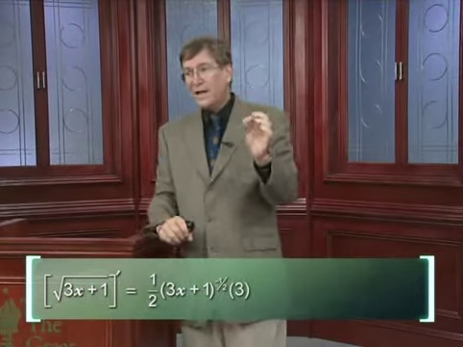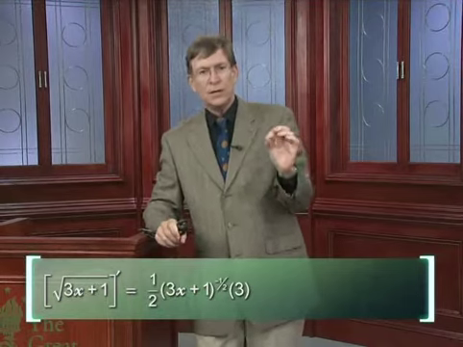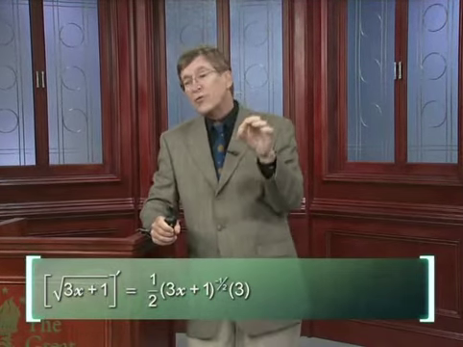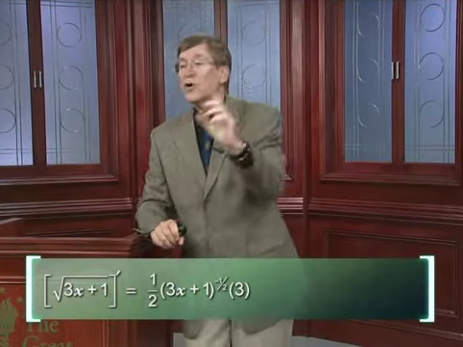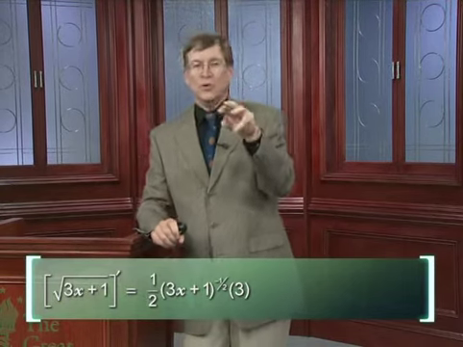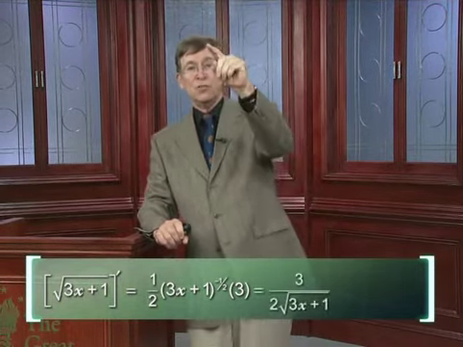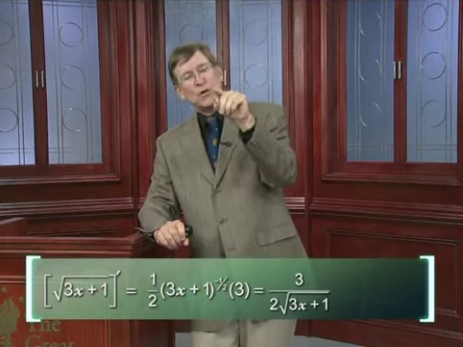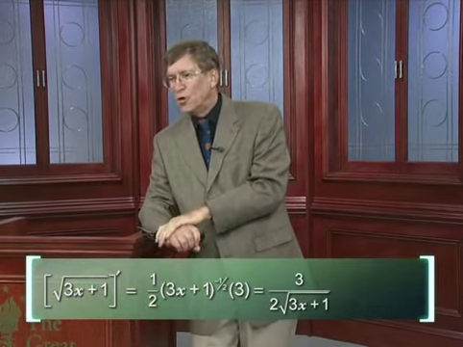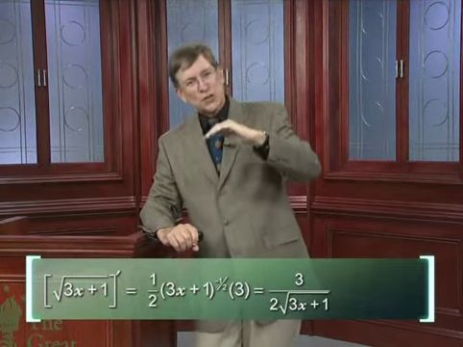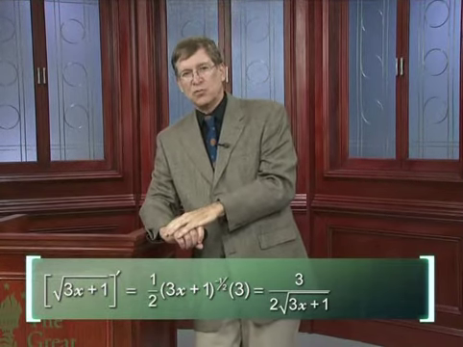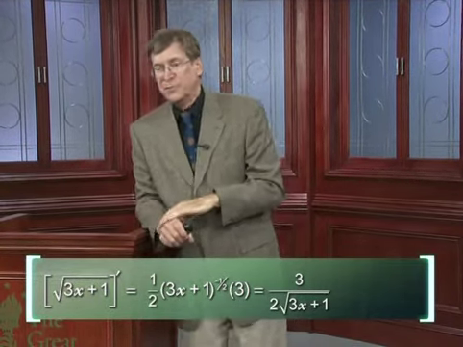It will be 1/2, bring down the exponent, times 3x plus 1 to the minus 1/2, and then don't forget the inside derivative, which in this case is just 3. So the final answer is 3 over 2, and of course 3x plus 1 to the minus 1/2 is the square root of 3x plus 1 down in the denominator.